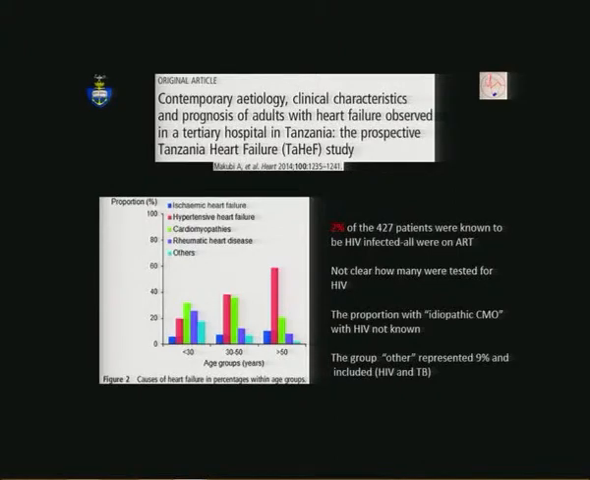What you also noted, so the distribution of diseases is similar to that shown before, where hypertension, cardiomyopathy, and rheumatic heart disease dominate. But there's also this group of other, and the authors tell us that in this group of other were HIV and TB. But again, the proportions aren't clear.